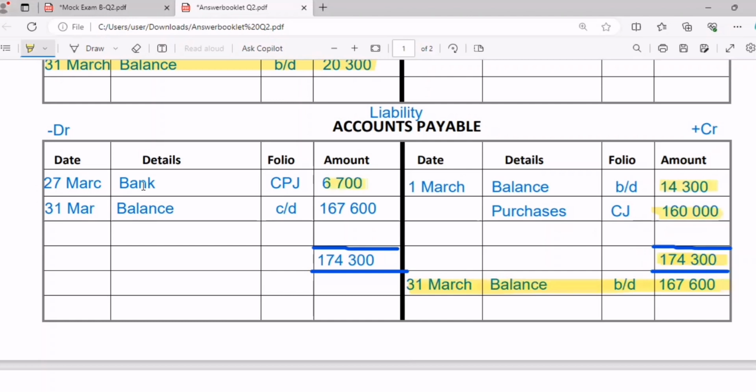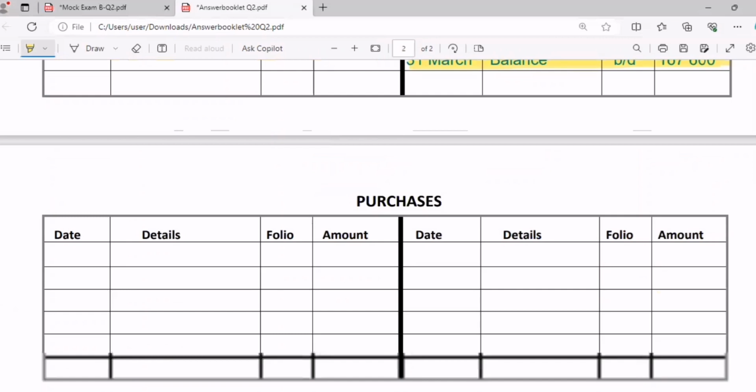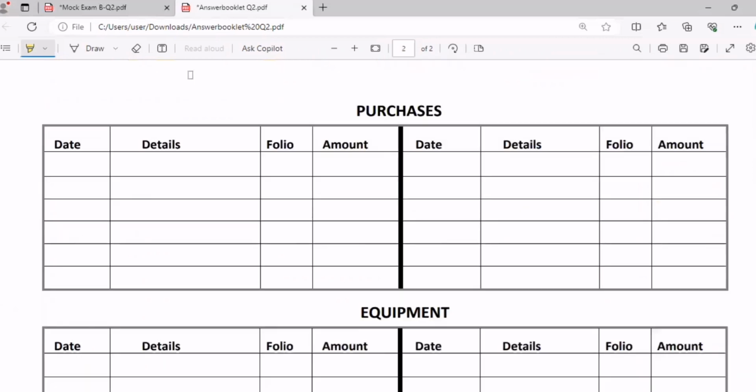But because we have decided to make the part payment of 6.7 to our creditors, this has caused the balance that we are owing to be reduced. So the balance that we are owing was reduced from 174,300 to 167,600. So guys, I hope this is making sense. So the balance that we are now owing to creditors at the end of March is 167,600. Then the next account that we're going to be doing is purchases account.